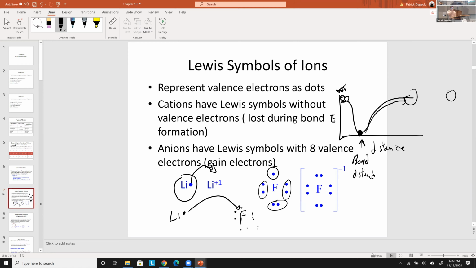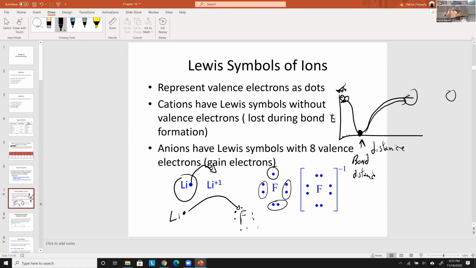Nobody really teaches that. We know that when lithium comes near fluorine, they do the exchange and that brings them closer together. But why do they come close together in the first place? The answer is because the electron from lithium is attracted to the protons of fluorine, and vice versa. The electrons of the fluorine are attracted to the protons of lithium also at the same time.